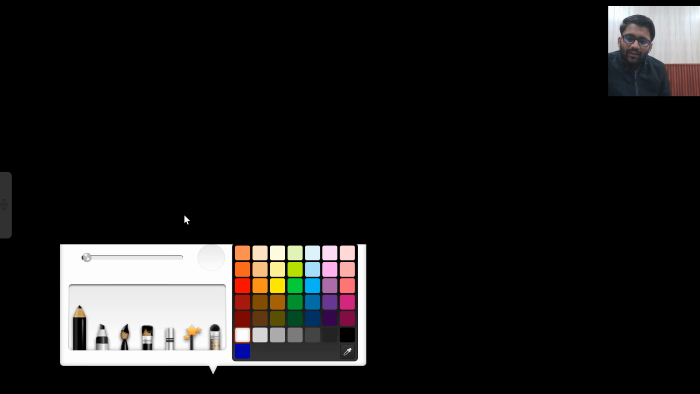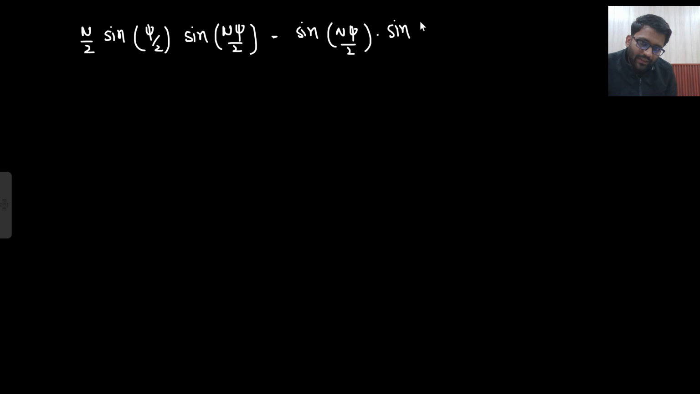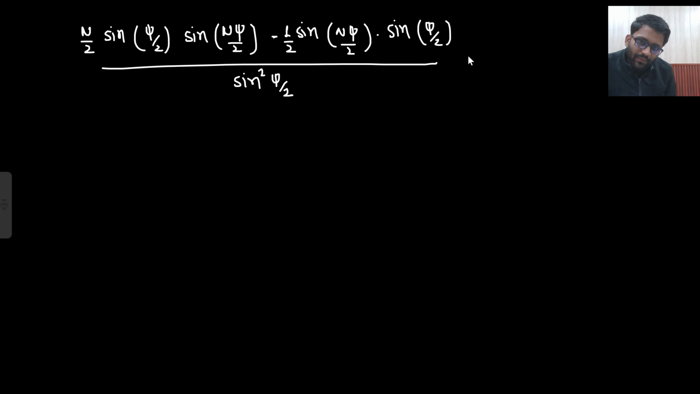So sine phi by 2 will come upward, then differentiation of sine n phi by 2 would be sine n phi by 2 into n by 2, minus sine n phi by 2 as it is into sine phi by 2 and 1 by 2 here, divided by sine square phi by 2, and that would be equal to 0. From here what you are getting? N sine phi by 2 is equal to sine n phi by 2.